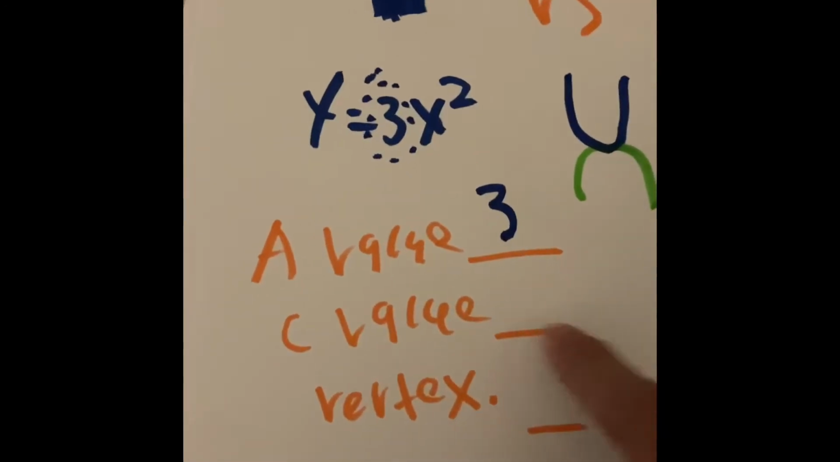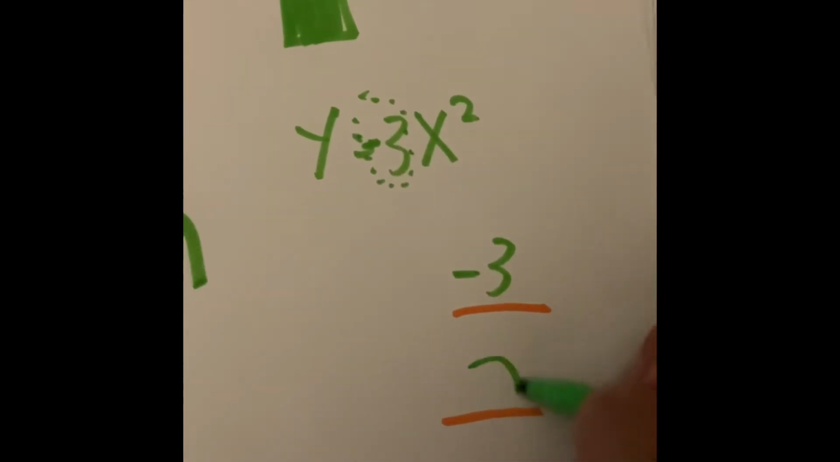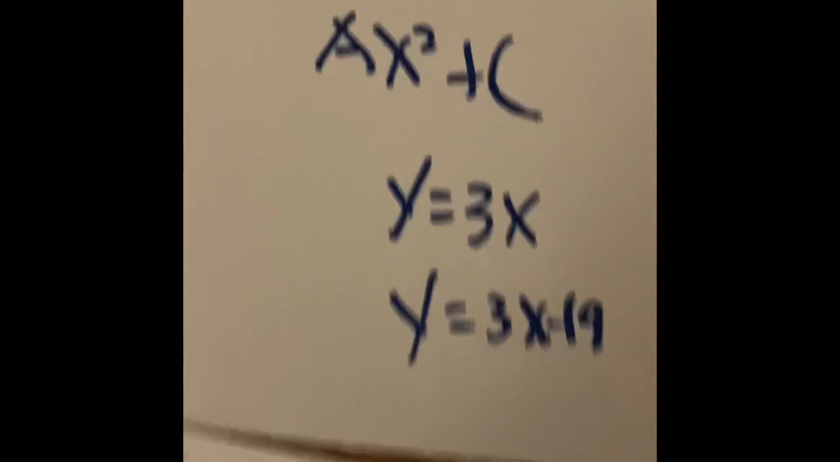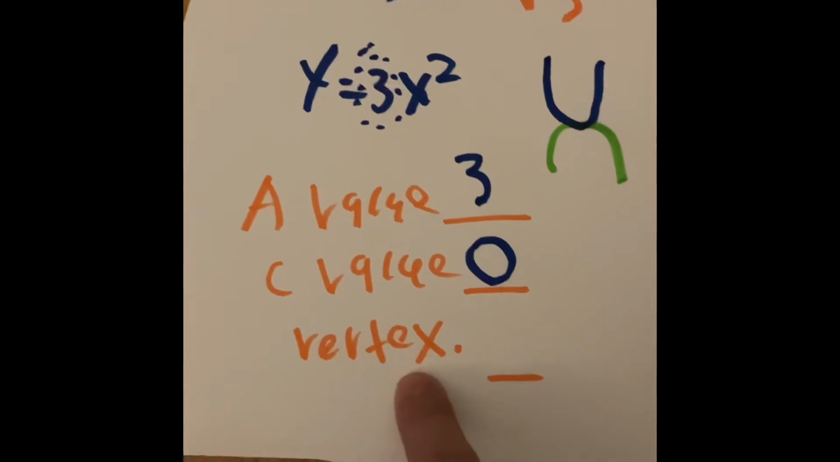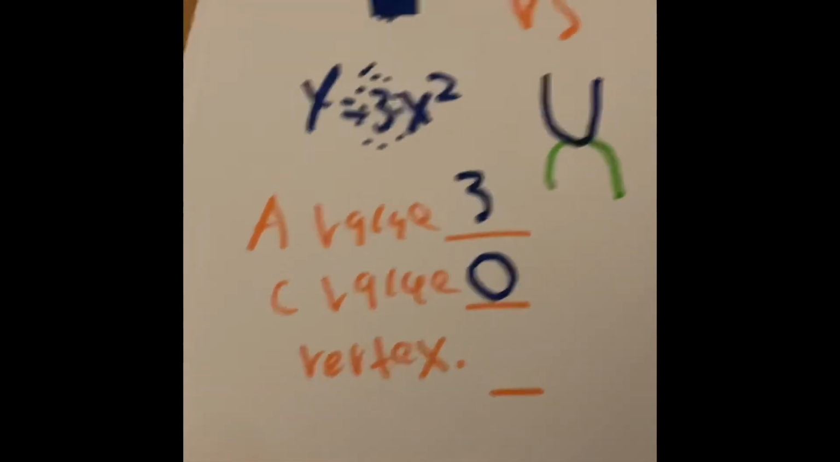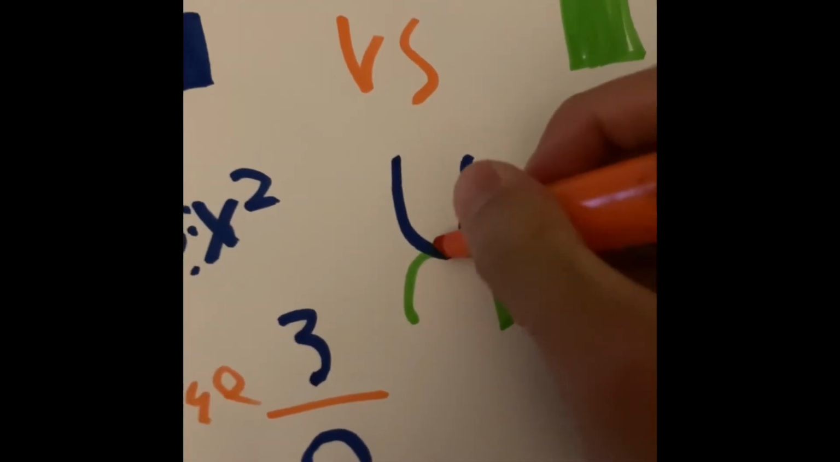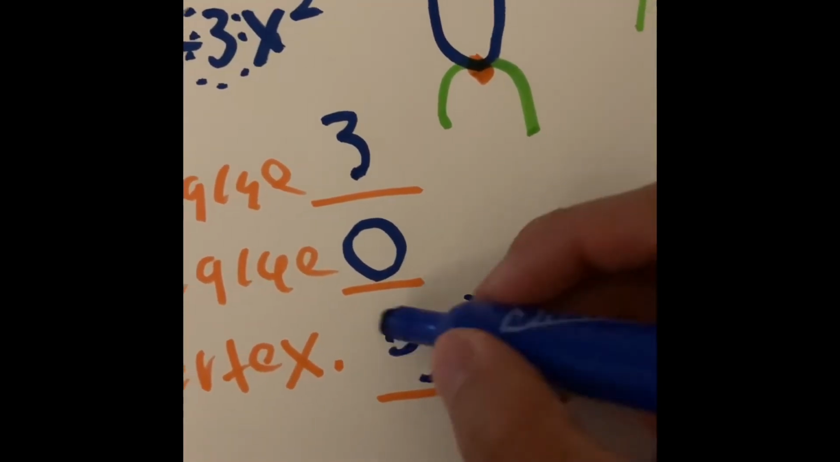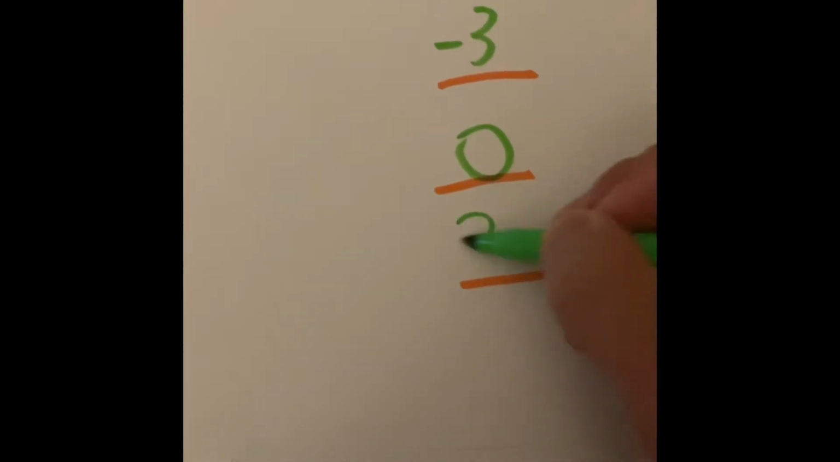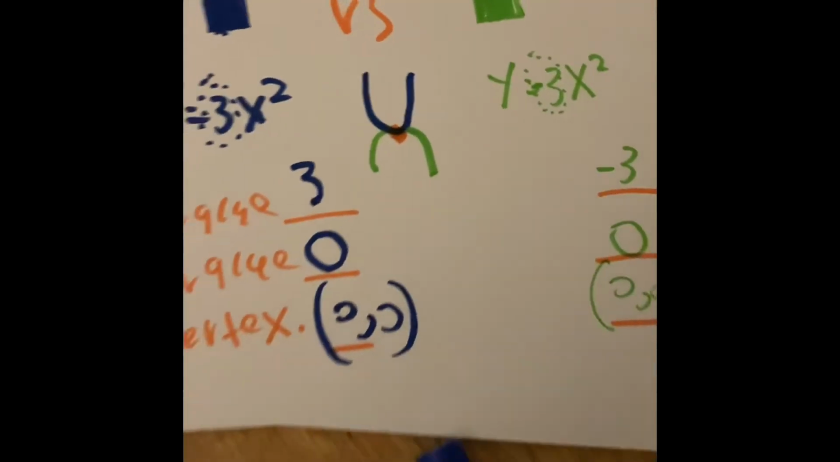Another thing is the c values are both zero because y equals 3x squared and y equals negative 3x squared do not have a c value. There's no plus 9, plus 10, plus 7, whatever it is. Now the vertex. The vertex is the point where the parabolas are at the curves. So we can write that as the point 0, 0 for blue, and 0, 0 for green, because they all meet at 0, 0.